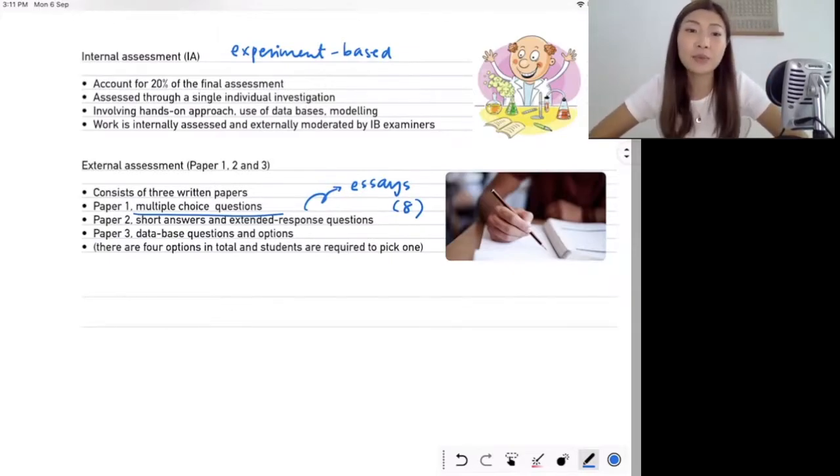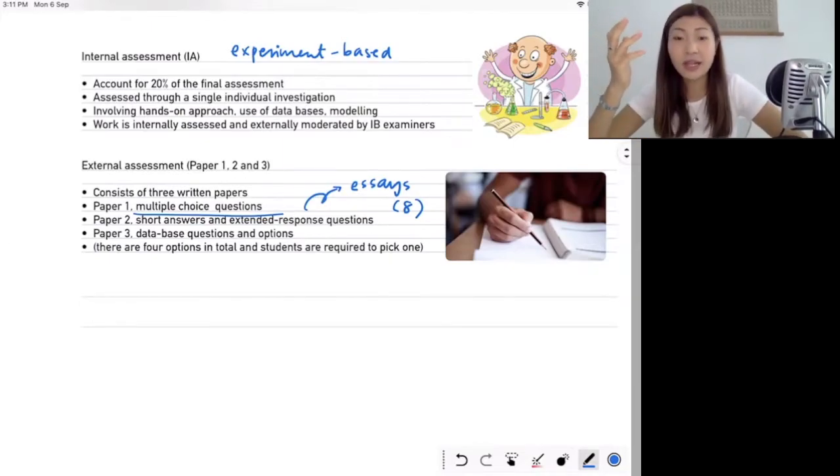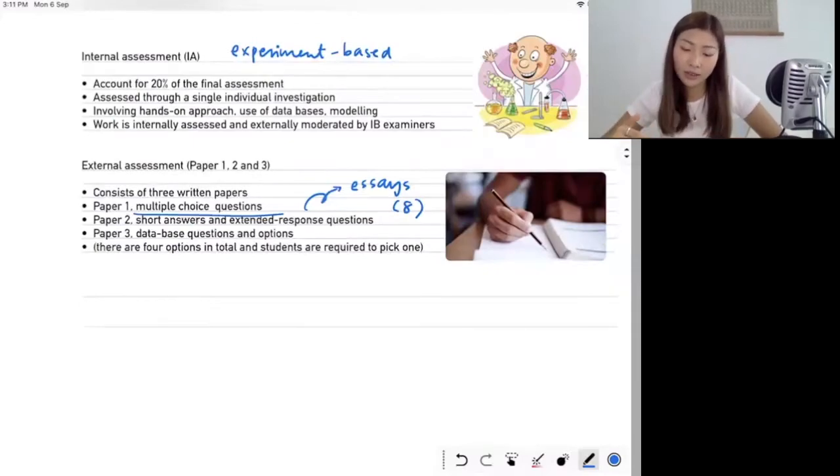And then we have paper 3, where of course there are some data-based questions, as well as some options topics that each one of you can choose to do different options. So here, you can have a look. On the next page, we've got the syllabus breakdown, all the way from topic 1 to option D here.